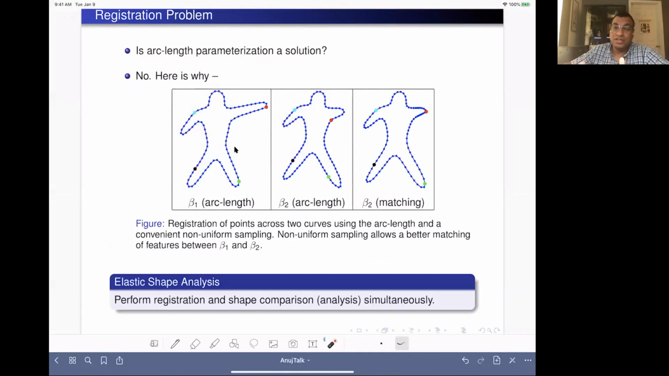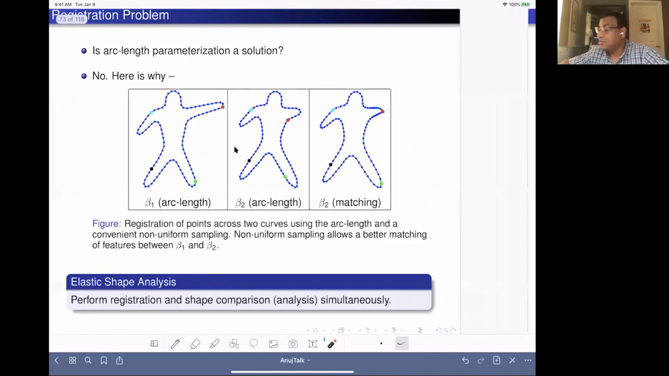People take curves and get rid of different parameterizations by forcing the arc length parameterization. The problem with that is that when you have objects which are stretched, so this part is stretched between these two objects, this little part is stretched and this part is compressed. When you have this sort of nonlinear transformation, this arc length registration puts you on a completely wrong part. The matching is bad. Okay? So that's not a good solution.